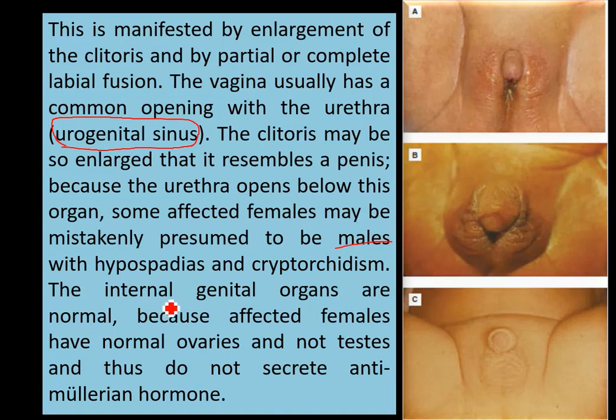The internal genital organs are normal because affected females have normal ovaries and not testes, and thus do not secrete anti-Mullerian hormone. So in the female, the internal organs are normal because they have ovaries, not testes like the male. Whereas the external genitalia are distorted and may be mistaken for a male.